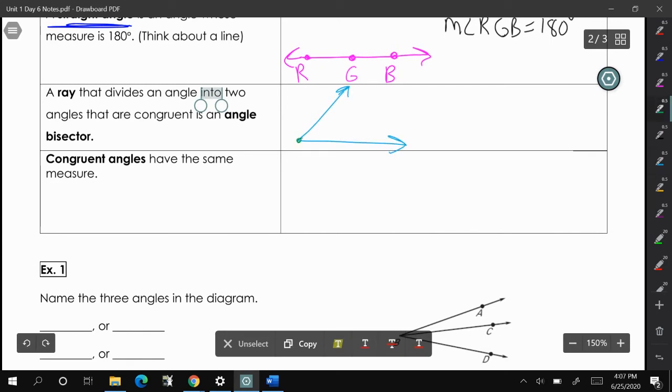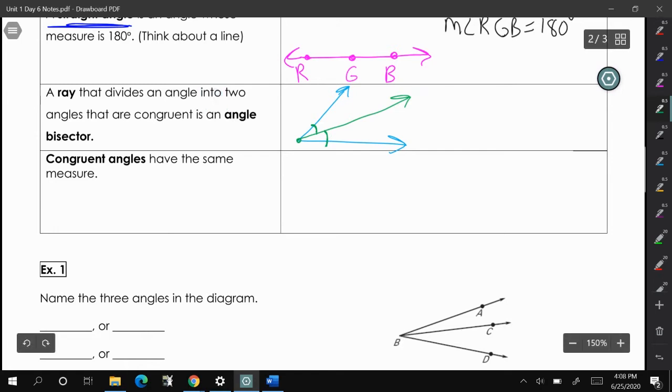So if we have a ray here, such that these two angles are congruent, we do little arcs to show that those two angles are congruent. Just like with segments, if we had two congruent segments, we had little tick marks there to show that they were congruent. These little arc markings show that these two angles are congruent. So this right here is an angle bisector. And then congruent angles would have the same measure.